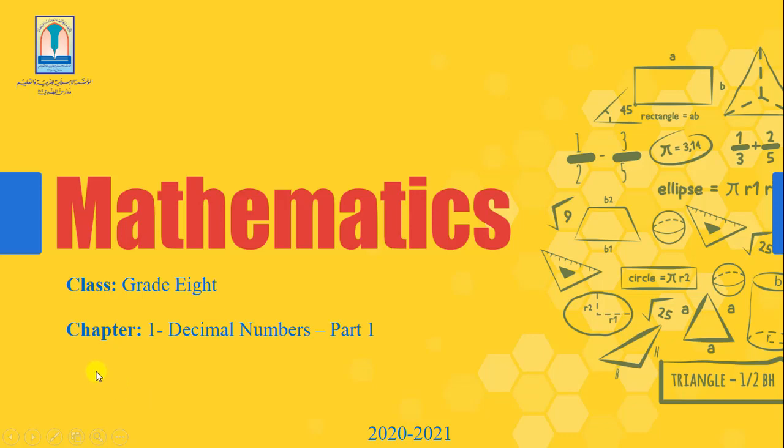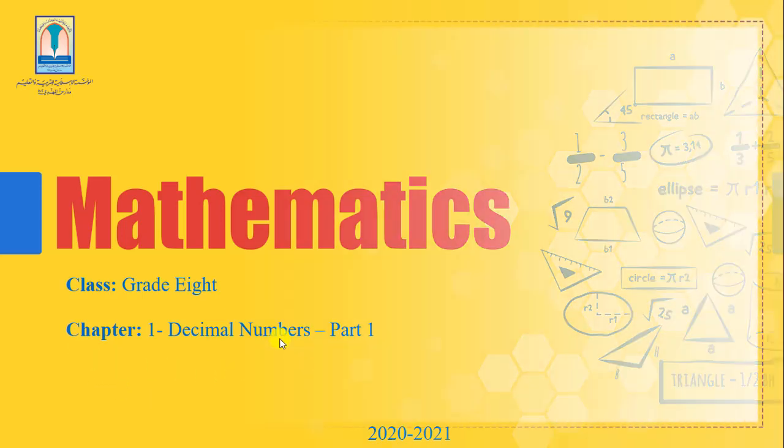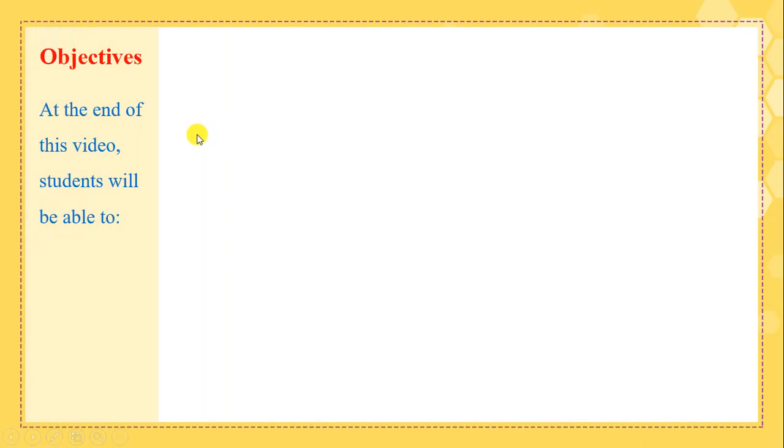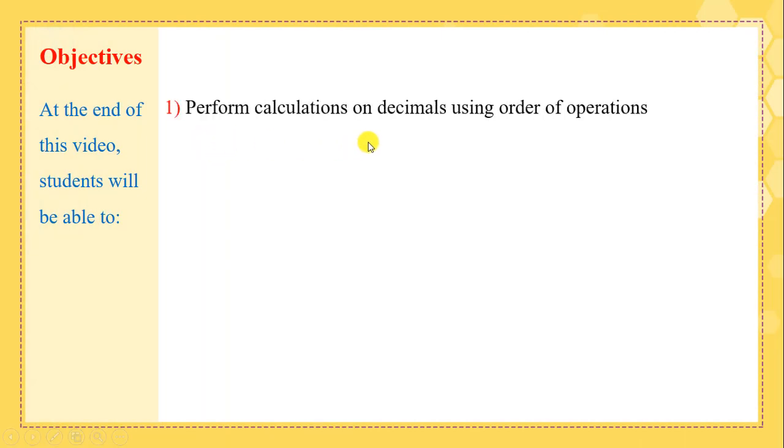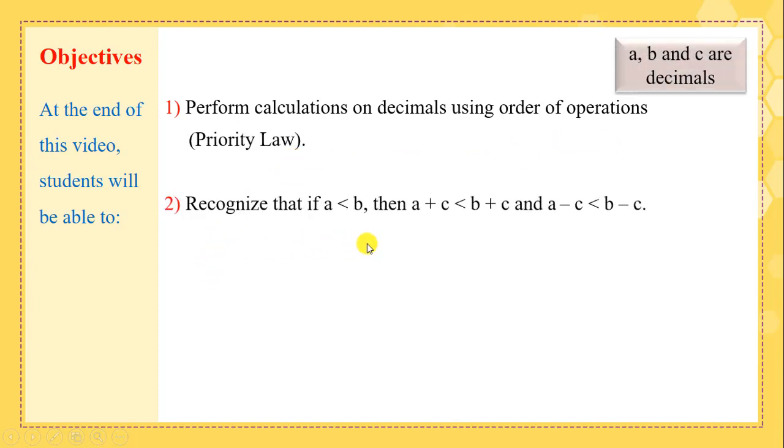Dear students, our lesson today is Chapter 1, Decimal Numbers, Part 1. At the end of this video, we will be able to perform calculations on decimals using order of operations, priority law, and recognize that if A < B, then A + C < B + C, and A - C < B - C. And to recognize that if A < B and B < C, then A < C.